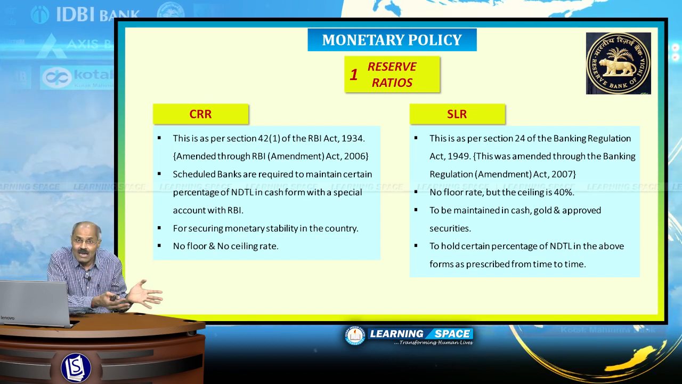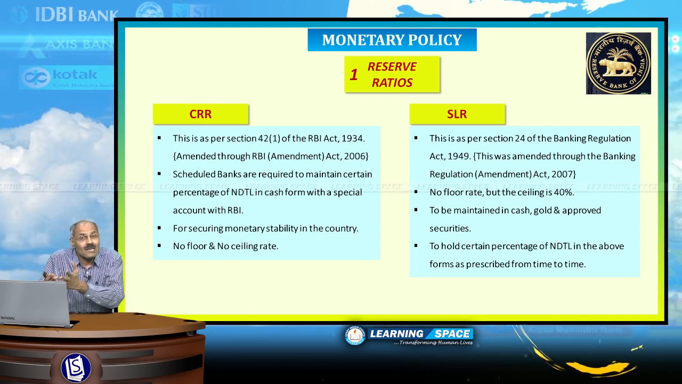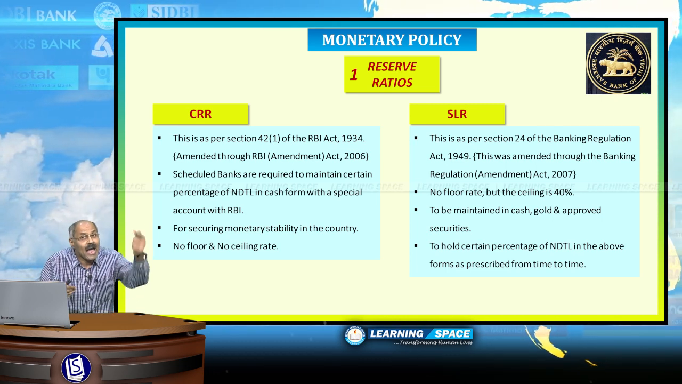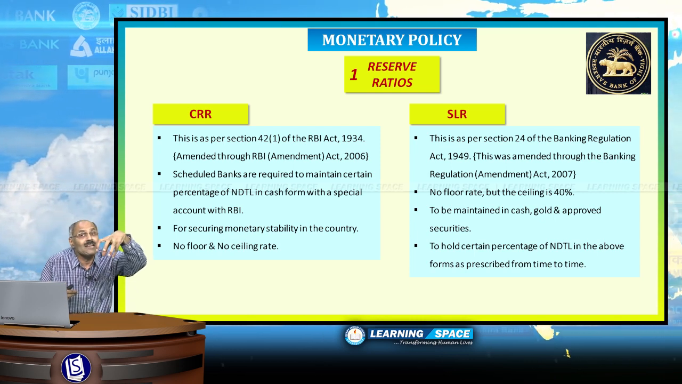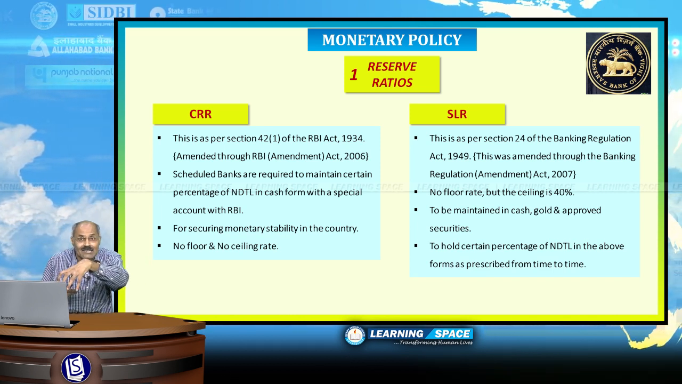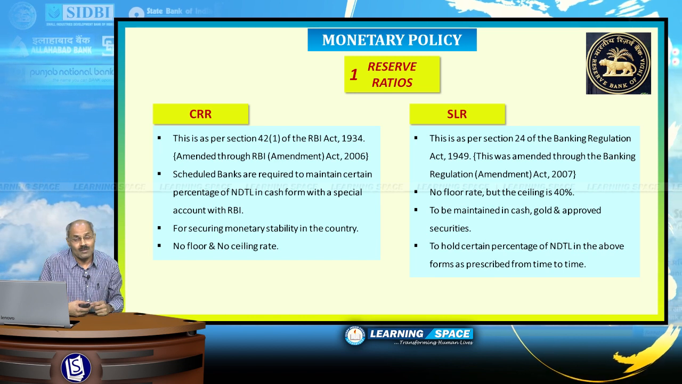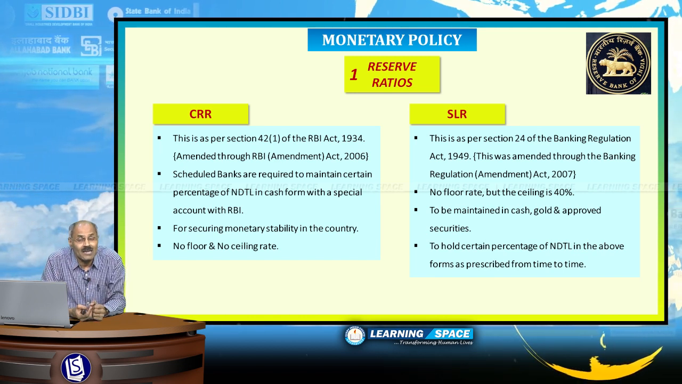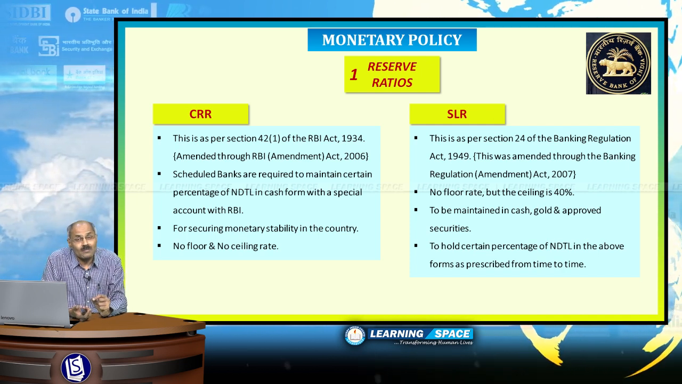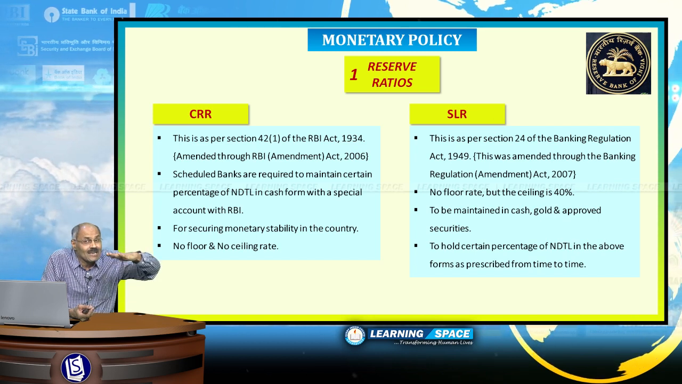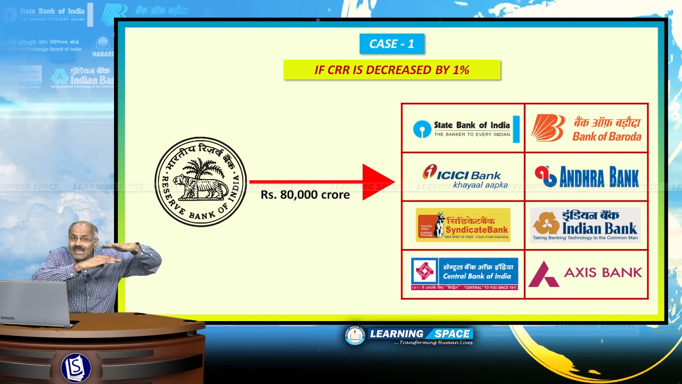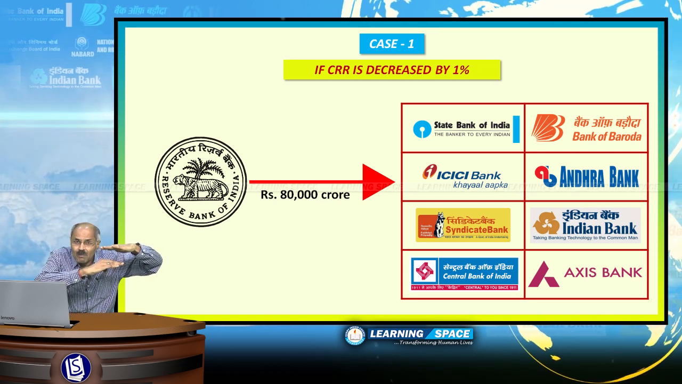So, certain money in cash form, certain money in 2-3 forms is required to be kept, and the percentage as announced by Reserve Bank as part of its monetary policy is called reserve ratio. These two are reserve ratios, CRR and SLR. And the remaining things I have given in this PPT, please go through them. But I would like to tell you what will happen if CRR or cash reserve ratio is decreased by 1%. If CRR is 4%, if it is decreased to 3%, what will happen?